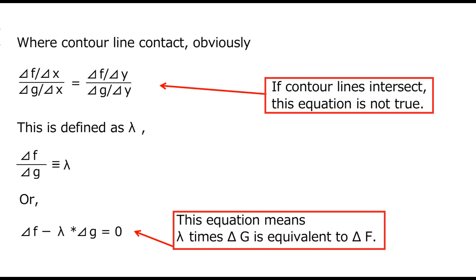There is even no way to express delta x and delta y in a common sign for both surface f and g. So, if the contour lines do not contact but intersect, the ratio of the inclination of slope f and slope g cannot be expressed using only one parameter lambda for both directions at the same time.